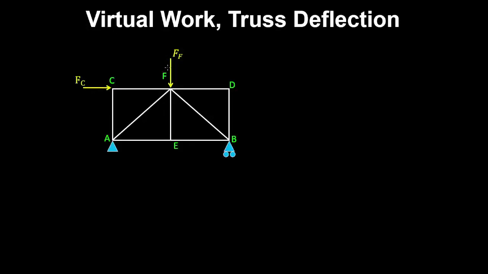Suppose a truss is subjected to the following loads, and it undergoes some deformation, so the deformed shape may look something like this. And suppose we want to find the deflection of this truss at node E.